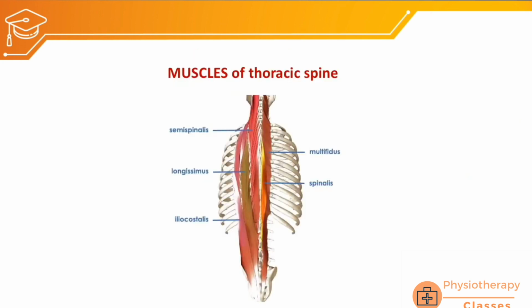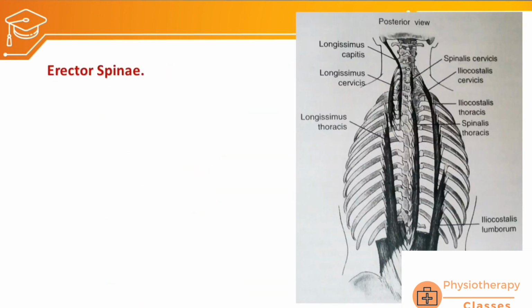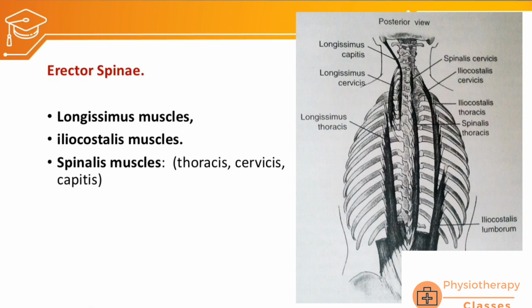So what are these muscles posteriorly which act as an effort? The main muscles are the erector spinae muscle, which is grouped into three groups, that is longissimus group, iliocostalis group and spinalis group. You can see in the picture we have three longissimus, longissimus capitis, longissimus cervicis and longissimus thoracis. So these muscles create extension as well as side flexion and rotation. If it is contracting unilaterally, it can create side flexion.